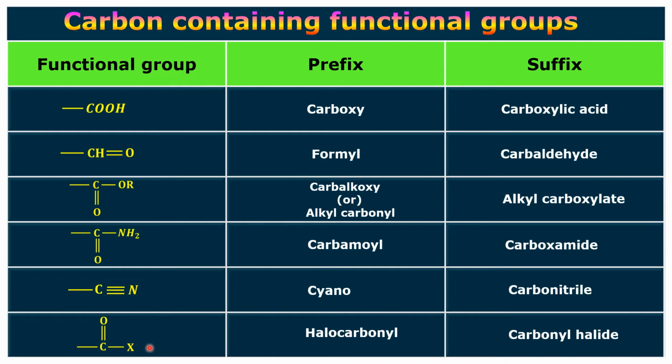COX, here X means halogen elements: chloro, fluoro, bromo, iodo, etc. When it is used as the substituent, the prefix name is halocarbonyl, and when it is used as the main functional group, then the suffix name is carbonyl halide. Okay, so these are the names of the prefixes and suffixes of carbon containing functional groups.